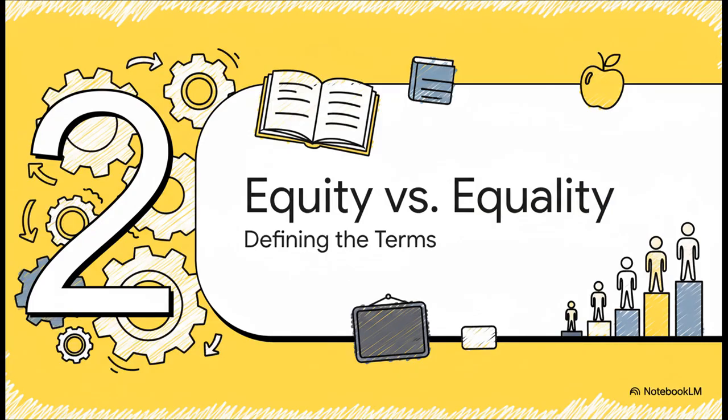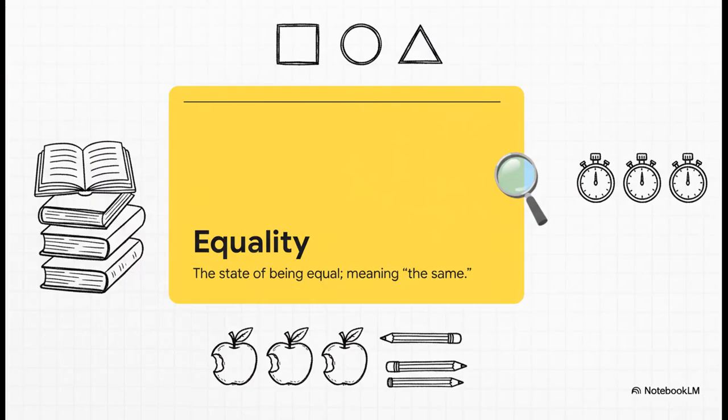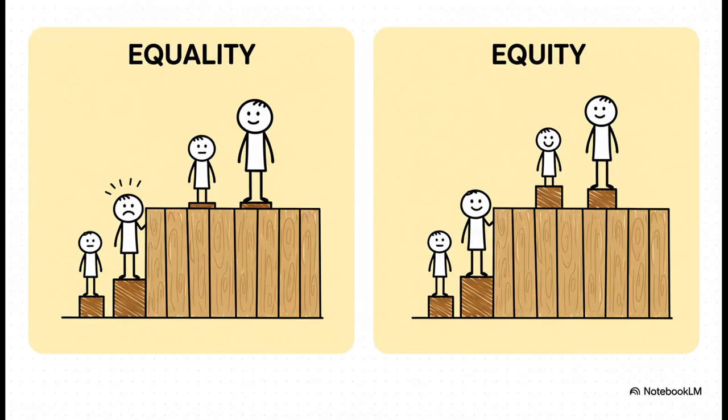Okay, now we're getting to the heart of it. This is probably the biggest mix-up when people talk about this stuff, and once you get this distinction, it honestly changes how you see everything in a school. First, let's talk about equality. Super simple, right? Equality just means giving every single person the exact same thing. Same textbook, same worksheet, same amount of time to finish. It's all about sameness. And this slide just lays it out so perfectly.